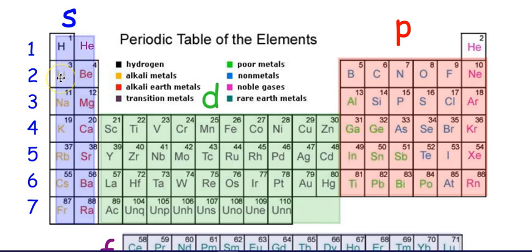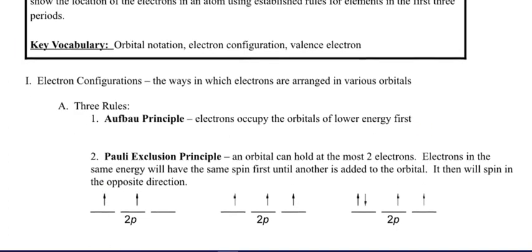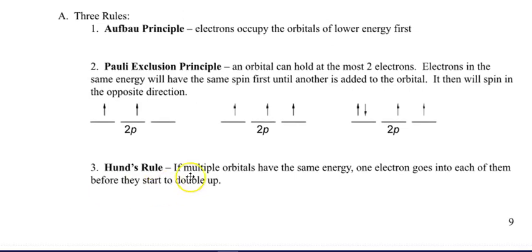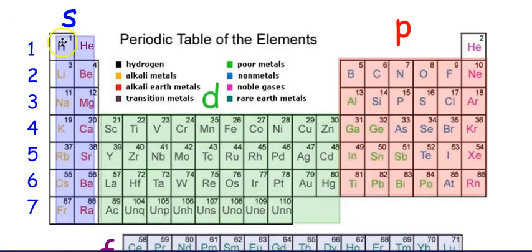Look at lithium. It's electron number 3, right? So what does that mean? 1 and 2 have already been used up in the first shell. I filled it up. Remember what we said about the rule that electrons occupy the orbitals of lowest energy first. So once 1s has been filled up, then it goes to 2s.